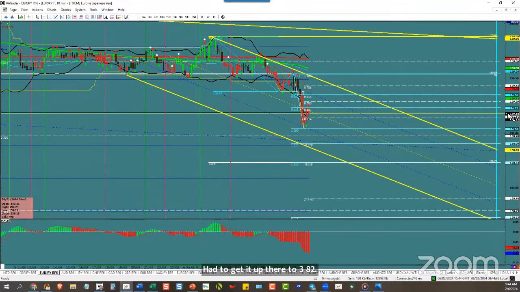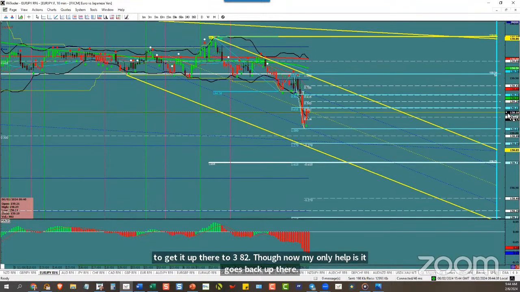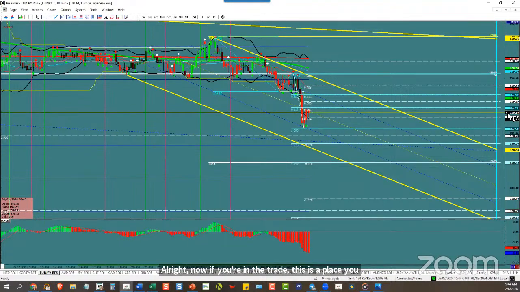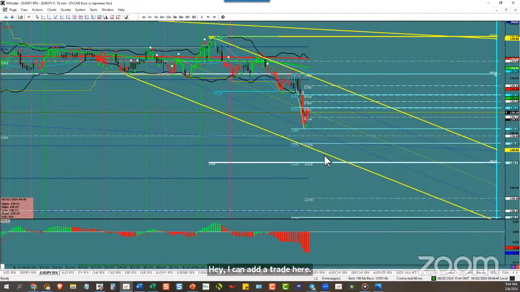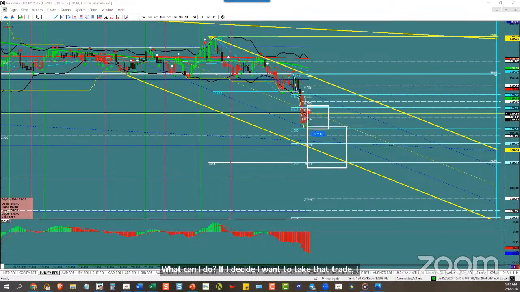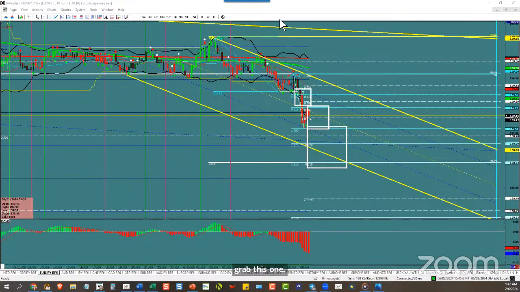All right. Now, if you're in the trade, this is a place you add a position. You make a business decision based on your margin. Hey, I can add a trade here. All right. I got two lots coming in down here, but I can add a trade here. I got one up here. Could I? And it can't lose because I got it at break even now. What can I do? If I decide I want to take that trade, I can leave my entry order in for down here, and I can grab this one. Now I got this one, and this one. See? All right. As the trade matures, it may give you more opportunities. All right. So there you go.